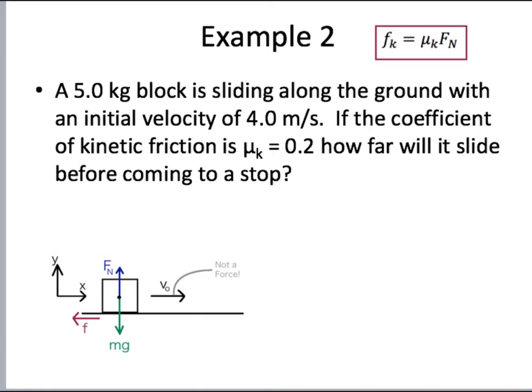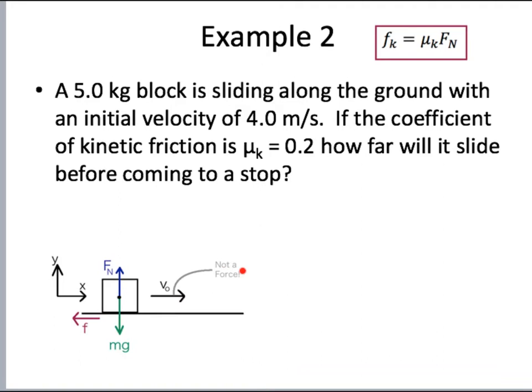So I have my diagram here. I've got my normal force and my weight. Those are the forces in the y direction. I have my friction force in the x direction, actually the negative x direction. And then I have my initial velocity vector.